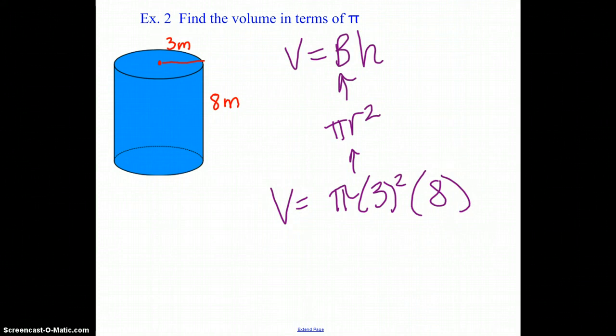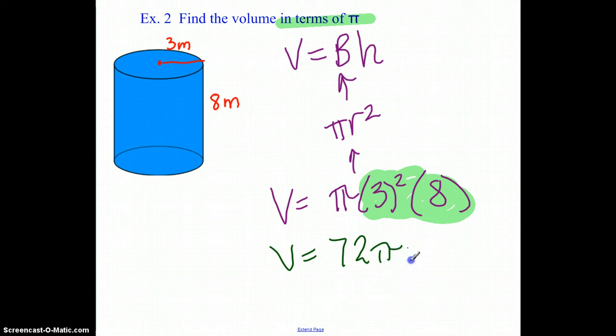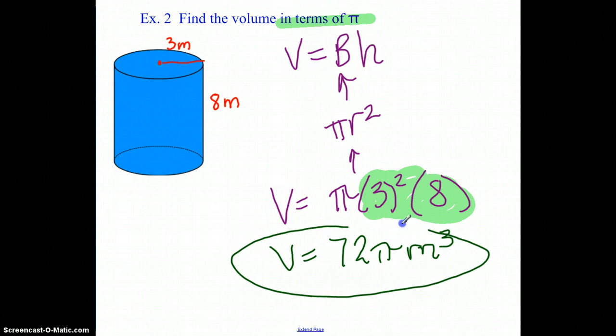Now this is one where they want us to do it in terms of pi, which means I have to multiply that part together. So if I multiply that part together, I'm going to have 72 pi meters cubed.